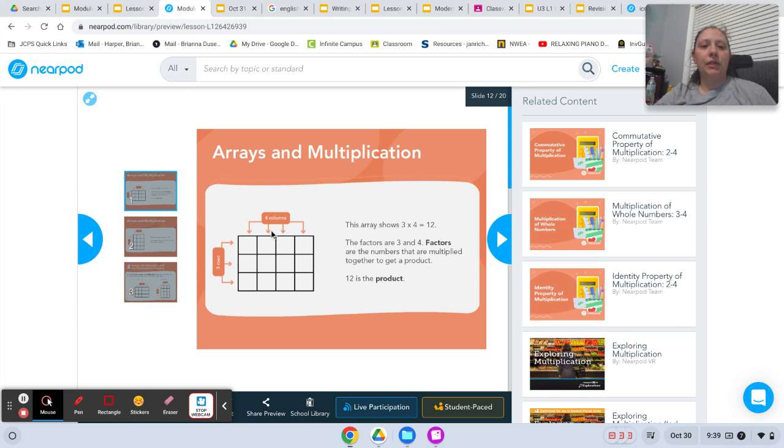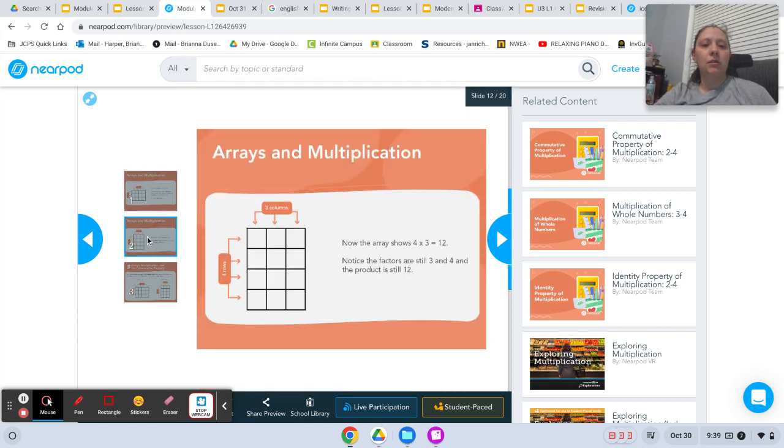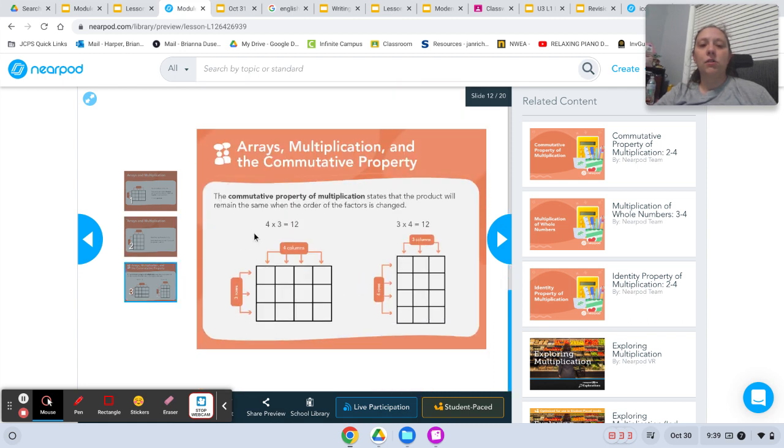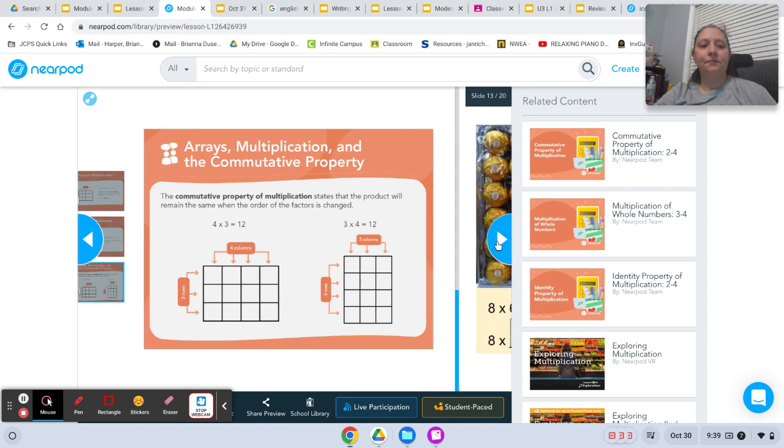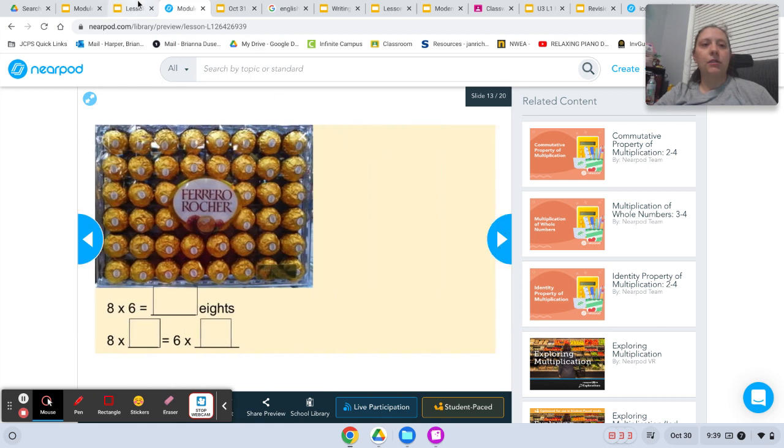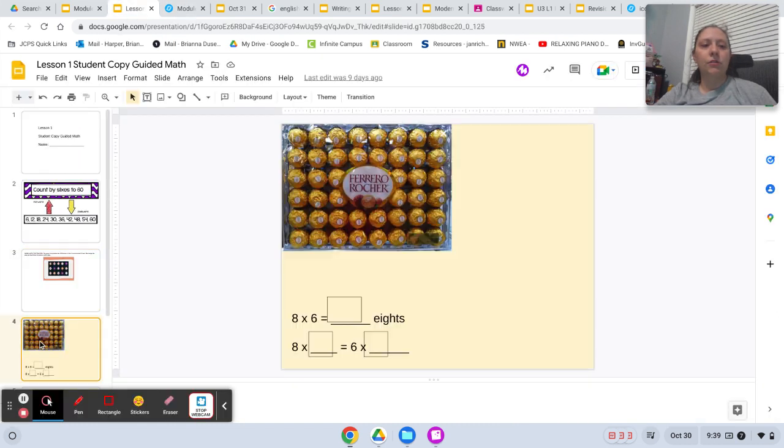So this one's 3 times 4 equals 12. The factors are the numbers that are multiplied to get the product, and 12 is the product. Here we flipped it to 4 times 3. Instead of 3 times 4 is 12, we have 4 times 3 is 12. So this is the commutative property, where the factors remain the same, but they're in a different order. All right, so this is also on your notes.